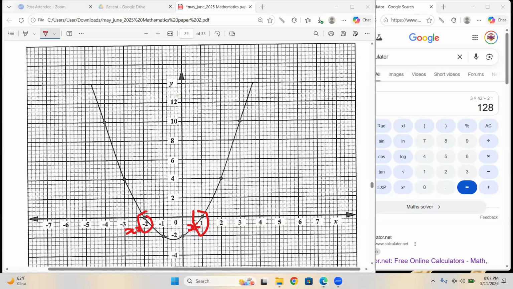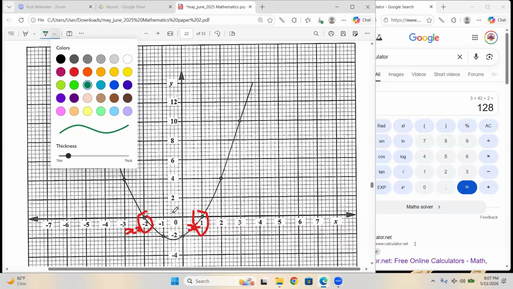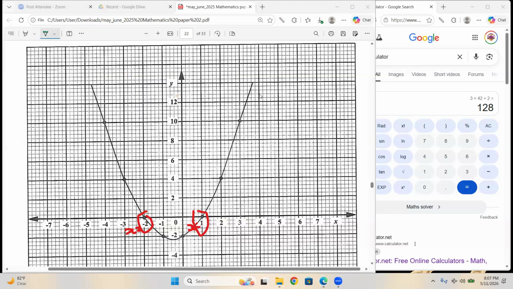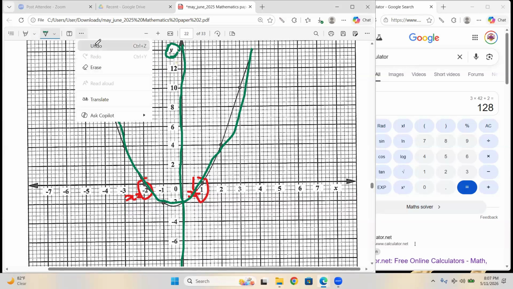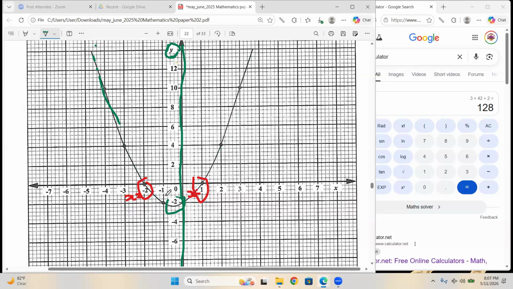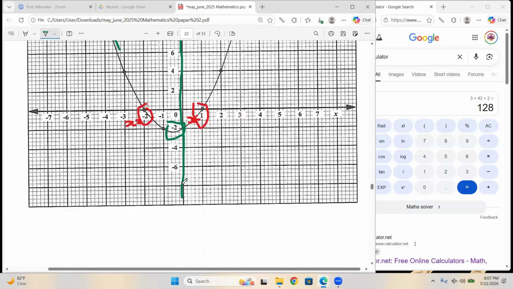Thank you for trying, Ophelia. No. Ophelia, the y-axis is here, right? The y-axis is here. The graph is here. Where do they meet? That's -2. Yes. So that's the y-intercept.